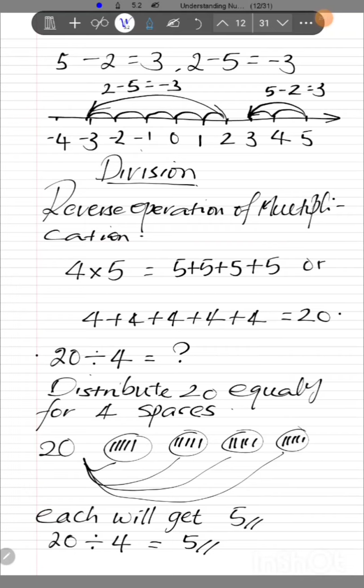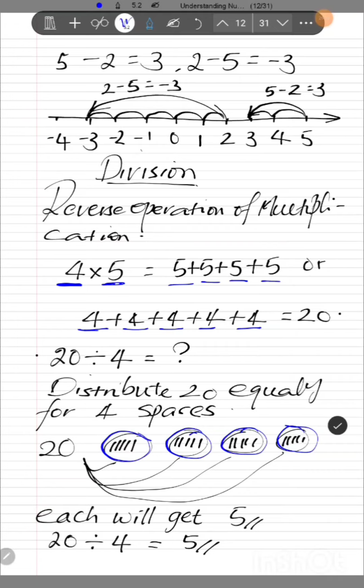The reverse operation of multiplication is division. It means what? In multiplication we know 4 times 5 means put 5 how many times? 4. Or you can put 4 5 times. This is both 20. This is in multiplication. What about 20 divided by 4? It means 4 is a placeholder here. You have 4 spaces here, and a value 20 can be distributed equally in these 4 places. And how much will each place hold? That's the question. So each place will hold 5. So 20 divided by 4 is just 5.